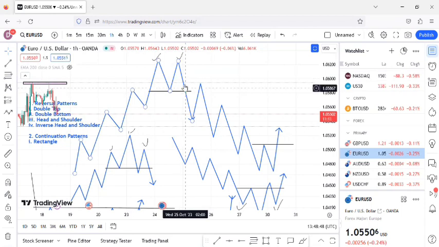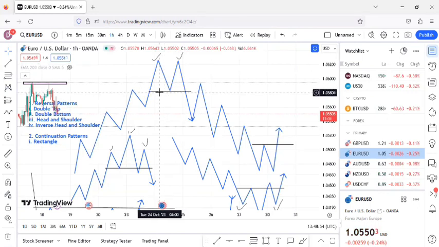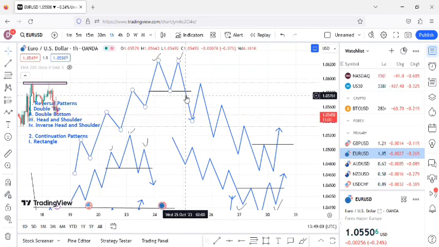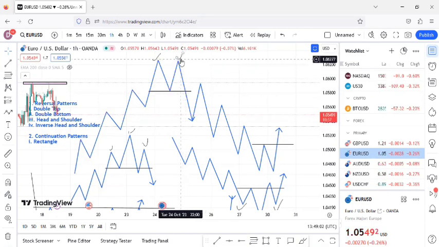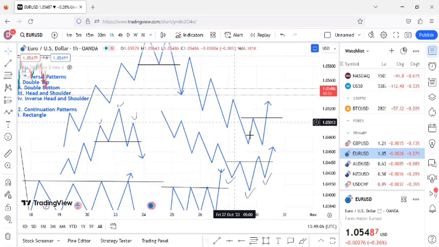Your entry is the moment you have a break of this neckline and close. We call this black line the neckline. So the moment you have a break of that neckline and close, you have your entry here, then you place your stop loss above here. The same thing in a downtrend.